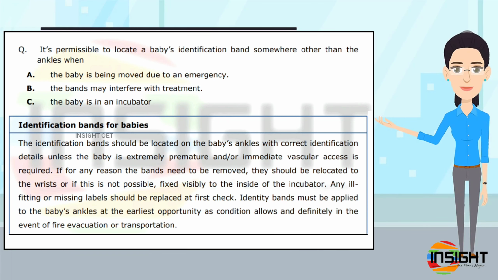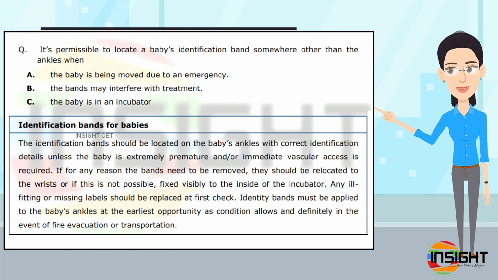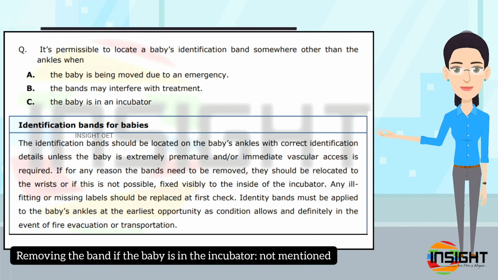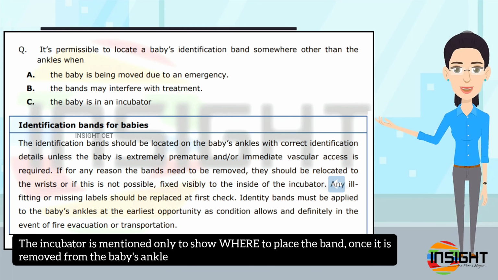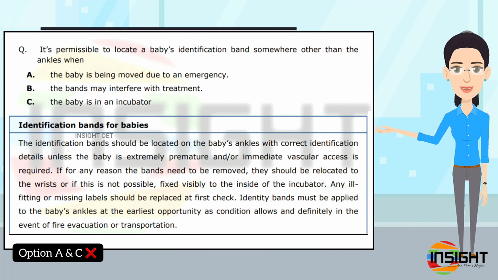Option C says it's permissible when the baby is in an incubator. Again, this information is not given. The incubator is only mentioned to show where the band needs to be fixed when it cannot be relocated to the wrist. So, the correct answer is option B.